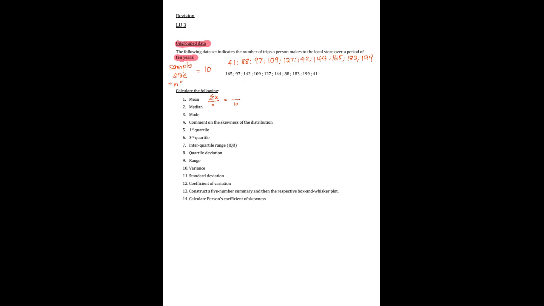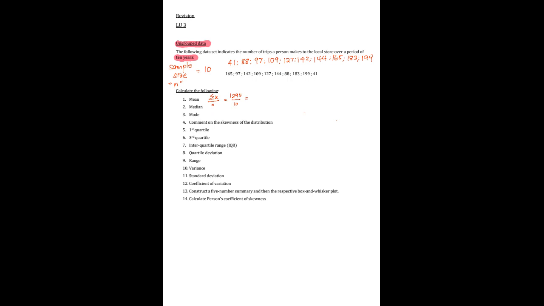So when we sum up all of these values, 165 plus 97 plus 142 plus 109 plus 127 and so on, once we've added up all of those, that gives us a sum of 1,295. So that becomes your numerator in the calculation, and that is then divided by n, which is 10, which gives us 129.5.